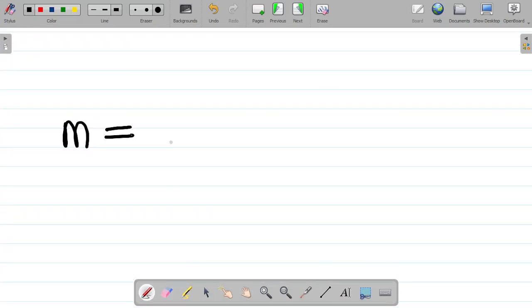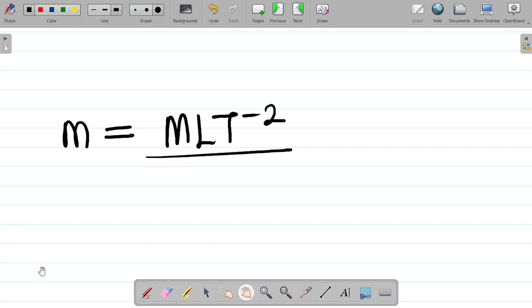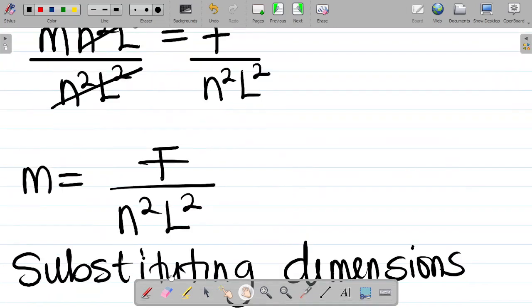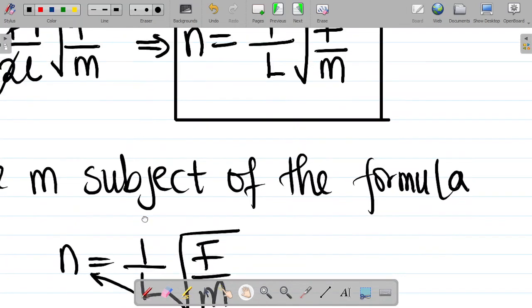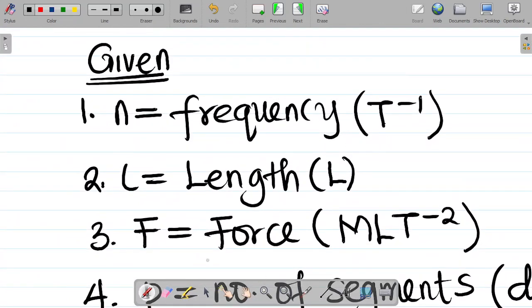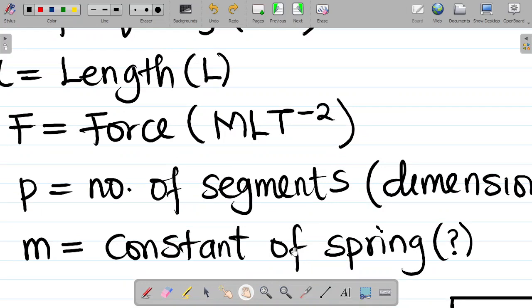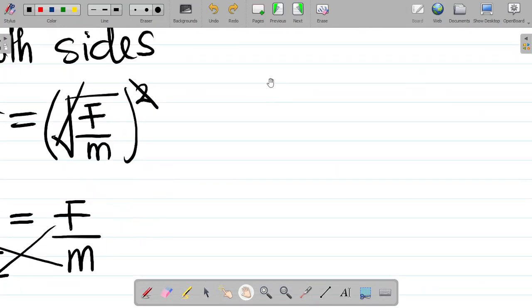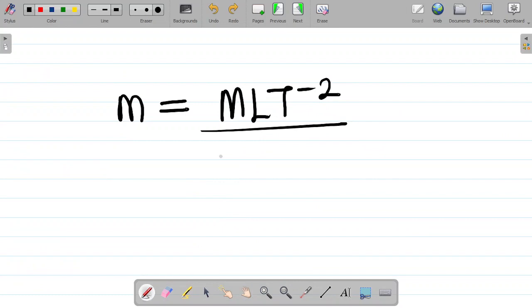So this is MLT to the power minus 2. That's F, all over n squared L squared. For n, what's the dimension for n? For n, the dimension, as you can see here, is T to the power minus 1. So let's input that value there. It becomes n, which is T to the power minus 1. They said n squared, so I'll square this.